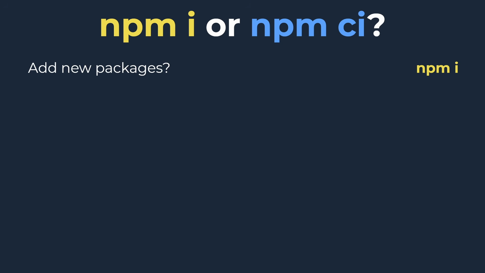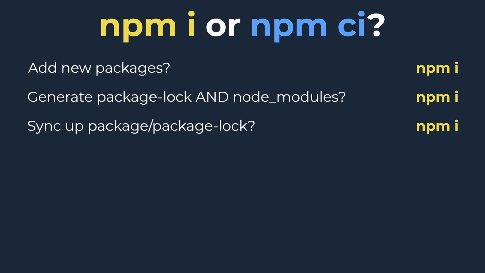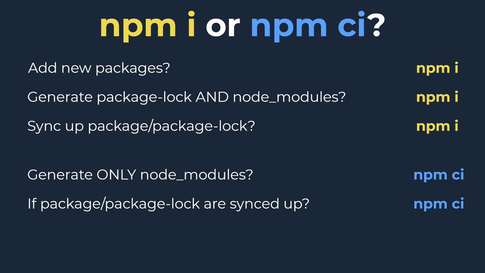If you need to add or update packages, npm i. If you want to generate both package lock and node modules, npm i. If you want to make sure package and package lock are in sync, npm i. If you just need node modules, npm ci. If you're working on a team where people are constantly updating package lock and pushing it up, npm ci.